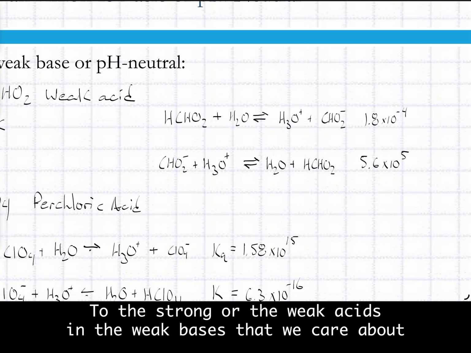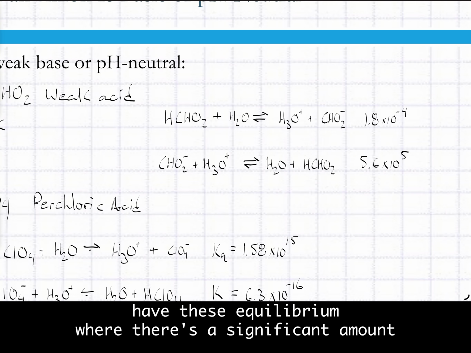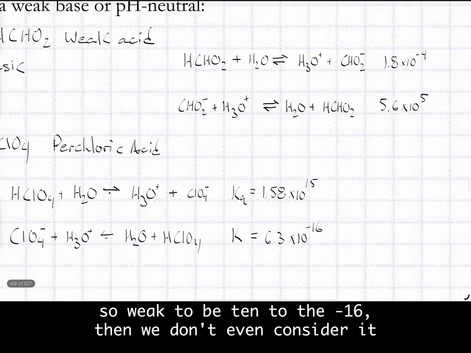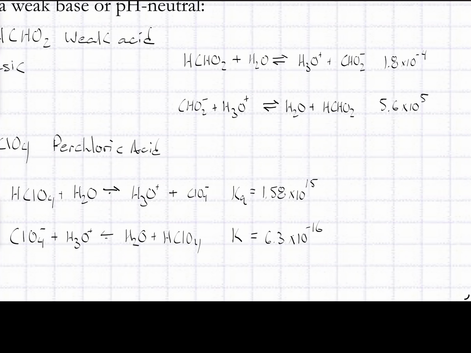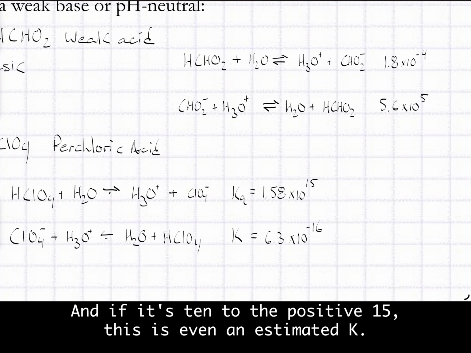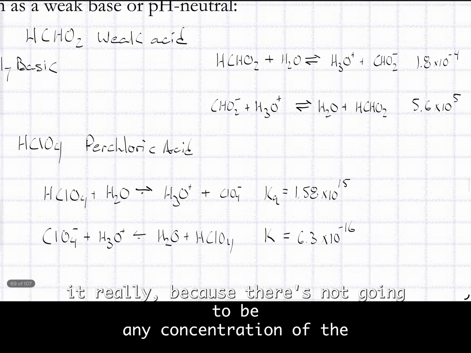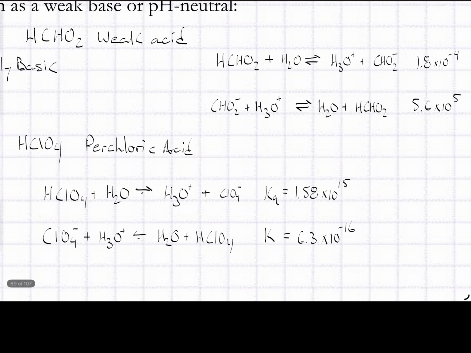So the strong or the weak acids and the weak bases that we care about have these equilibriums where there's a significant amount of either side of the reaction. If something gets so weak to be 10 to the -16, then we don't even consider it to be a base. And if it's 10 to the +15, this is even an estimated K. You can't even calculate it really because there's not going to be any concentration of the original acid. It dissociates so completely.